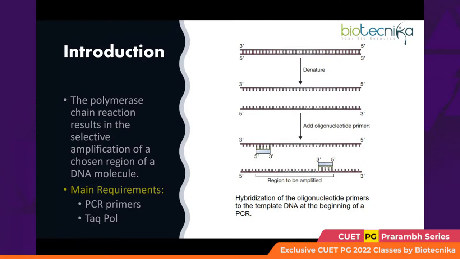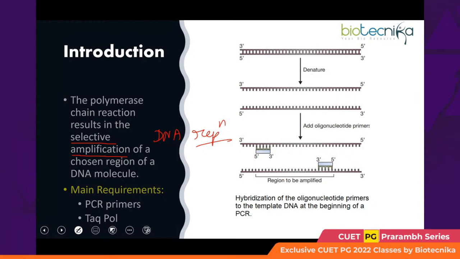So it is an amplification technique. This technique is selective amplification of a chosen region of a DNA molecule. When you have a double-stranded DNA, this is like a DNA amplification, which is kind of like the DNA replication process. But in DNA replication, we are replicating the entire DNA molecule. Here, only a selective region will be replicated again and again, so that segment amplifies. So that is what PCR is.